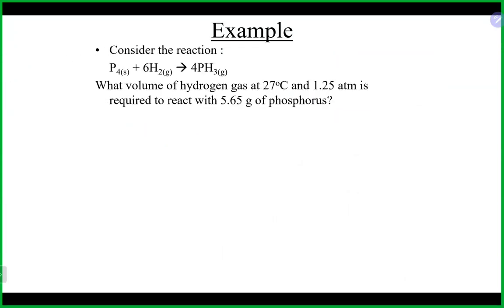All right, so why don't you try one then? Let's try this one here. What volume of hydrogen gas at 27 degrees Celsius and 1.25 atmospheres is required to react with 5.65 grams of phosphorus?